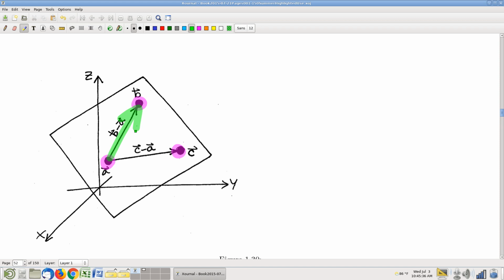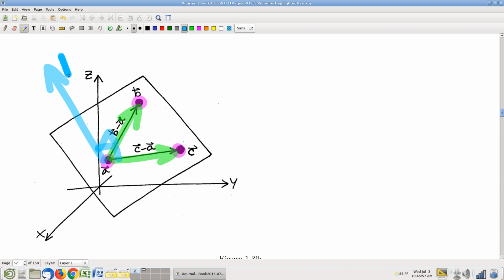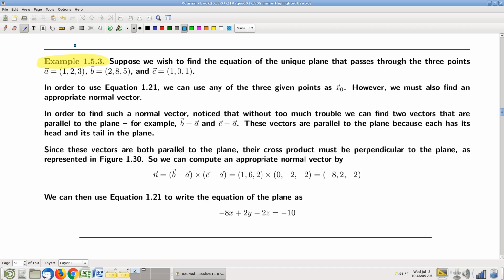Notice that B minus A and C minus A are both parallel to the plane. We know that their cross product is perpendicular to both of those parallel vectors. And if that cross product is perpendicular to both of the green vectors, then the cross product is also perpendicular to the plane, and I can choose that cross product to be my normal vector n. Right, so that's the algebra that we have here. I'm going to choose n to be the cross product of these two difference vectors, b minus a and c minus a. And there you go.